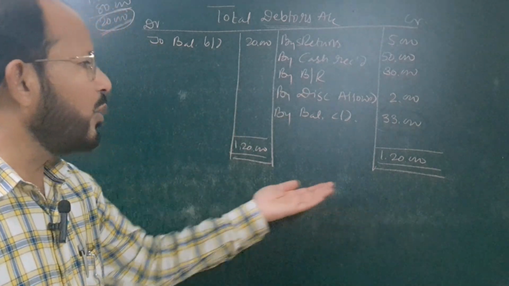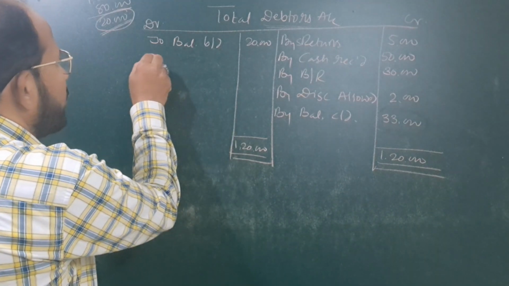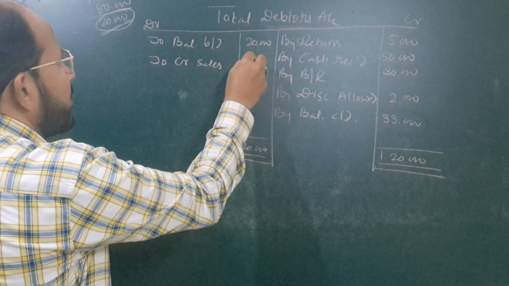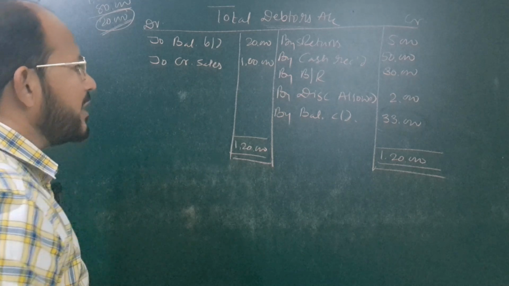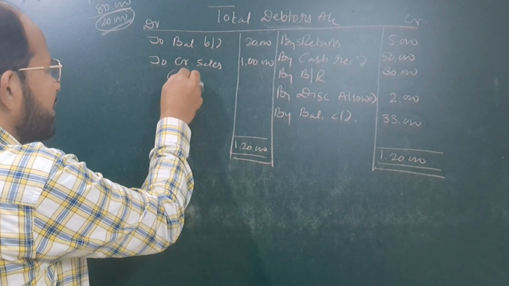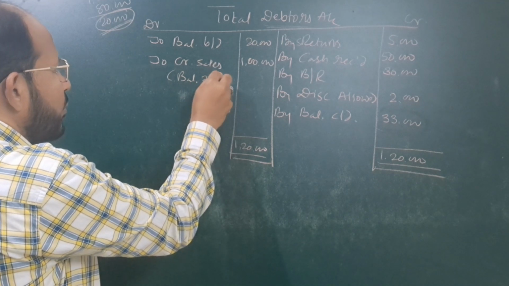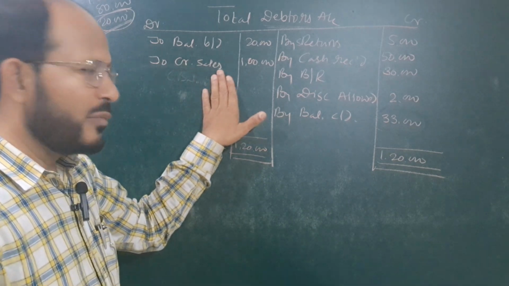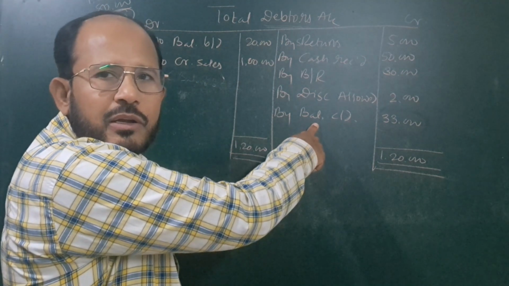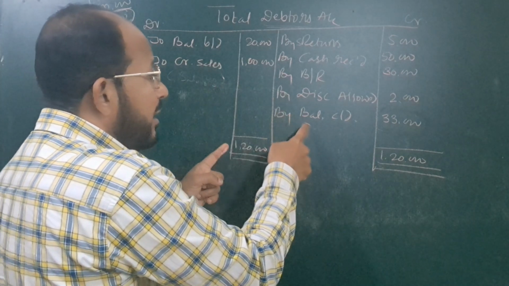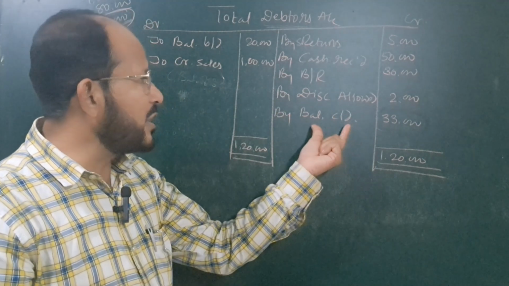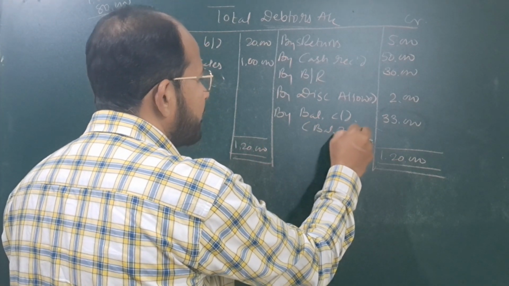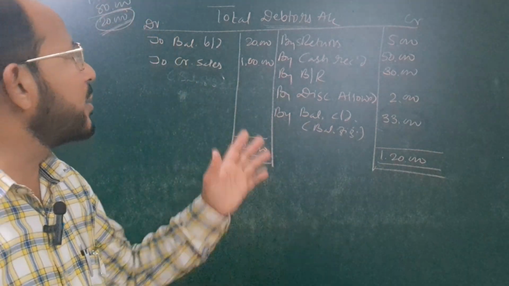That is why in order to balance this account, we have to write here on the debit side as credit sales and write rupees 1 lakh. What is this? This is the balancing figure here, which we calculated. Sometimes credit sales may be given in the problem. If credit sales is given and they won't give closing balance, and closing balance is calculated by us, then we have to write this one as balancing figure. This is the way how we have to calculate total debtors account.